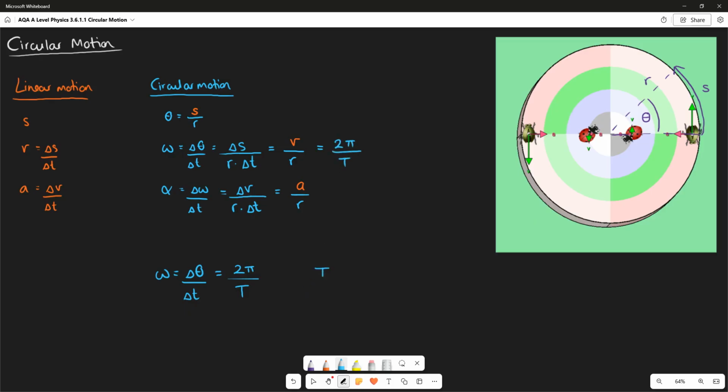And of course, time period and frequency are inverses of each other, so we can also write this. Note that angular velocity is sometimes called angular frequency, and this is why.